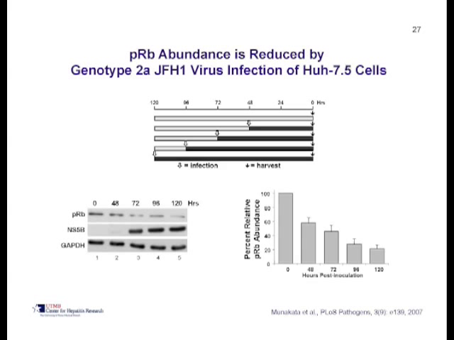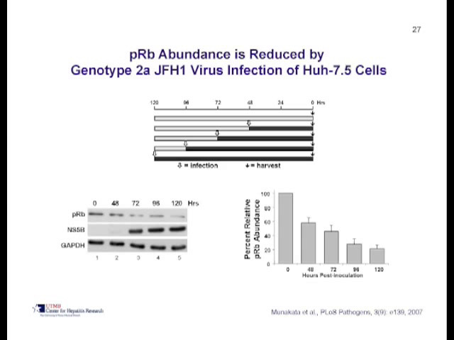We also showed that if you infected cells with the JFH1 virus, this unique genotype 2A virus isolated in Japan, one found similar decreases in RB abundance over time that correlated with the onset of hepatitis C protein expression. So not only did this occur in replicons, it occurred also in infected cells.